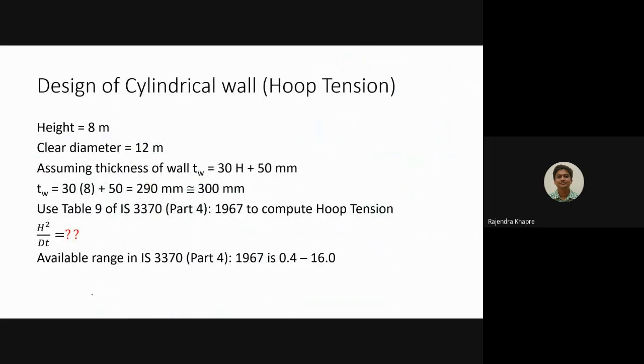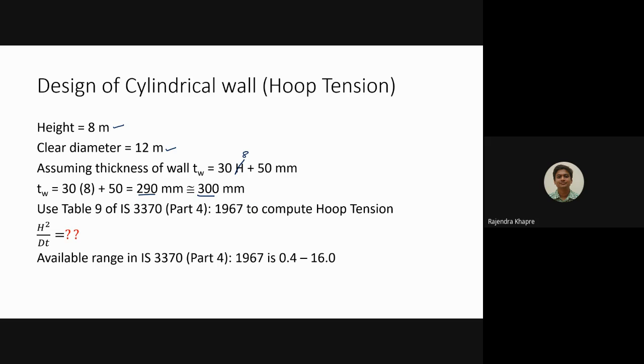So here, this is the h value, and this is the diameter value. Usually what we do is we assume the thickness of the wall. In general we write thickness of the wall is 30 times h plus 50. The height of the wall is basically your 8 meters. So 8 into 30 plus 50 comes out to be something like 290 mm. This can be rounded up in multiples of 100 mm, so it can be taken as 300 mm. Okay, so this is my assumption.